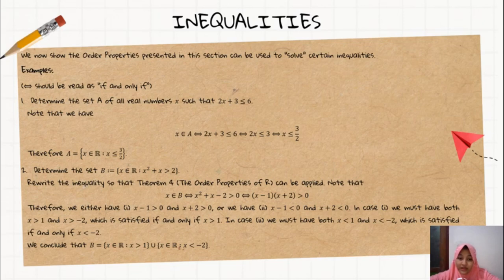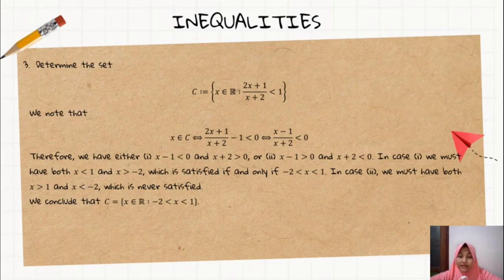Therefore, we either have x minus 1 greater than 0 and x plus 2 greater than 0, or we have x minus 1 less than 0 and x plus 2 less than 0. In case 1, we must have both x greater than 1 and x greater than minus 2, which is satisfied if and only if x is greater than 1. In case 2, we must have both x less than 1 and x less than minus 2, which is satisfied if and only if x is less than minus 2. We conclude that P is equal to {x ∈ ℝ : x > 1} union {x ∈ ℝ : x < minus 2}.